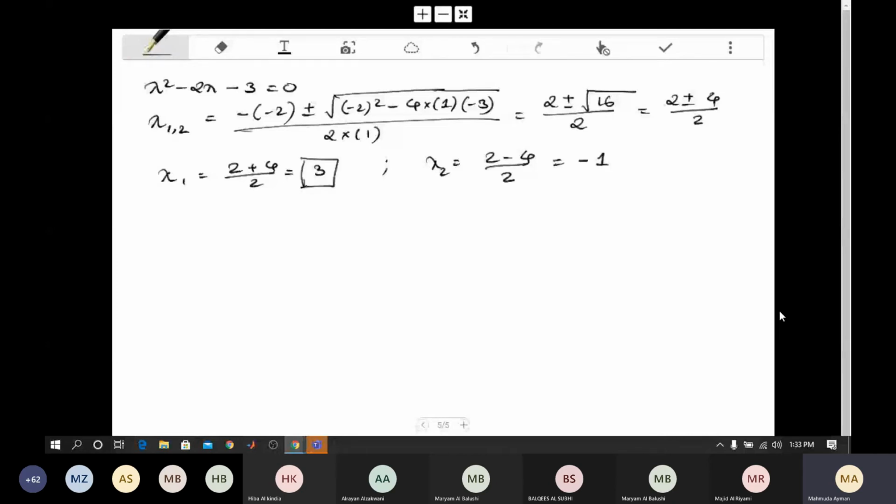So we got two lambda values. We can say that the eigenvalues are lambda equal to 3 and lambda equal to minus 1.